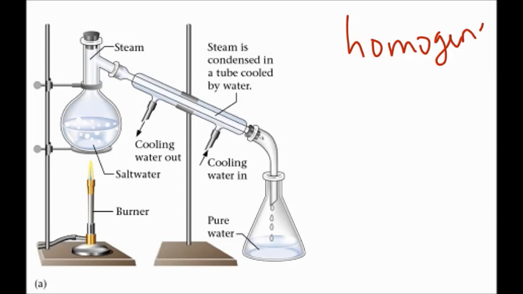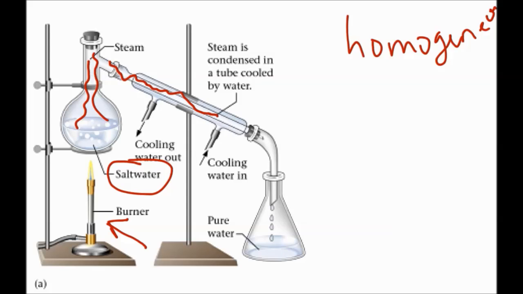So if we have a homogeneous mixture, we can use distillation. And in distillation, example here, this is salt water in this round bottom flask, and we're heating it with the Bunsen burner. And what's happening is all the steam is coming up, and then it's condensing along the sides of this condenser and dripping through here, and we're getting the water out here.